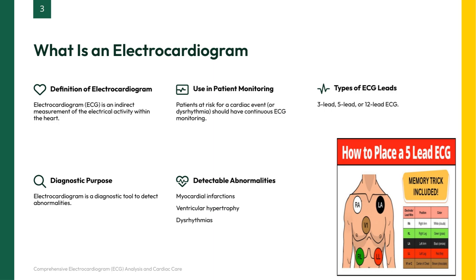There are different types of ECG leads used depending on the detail needed: 3-lead, 5-lead, or the more comprehensive 12-lead ECG. Each offers a different level of information, with the 12-lead being the most detailed for diagnosing issues. Speaking of diagnosis, the ECG is primarily a diagnostic tool to detect heart abnormalities. It helps identify serious conditions like myocardial infarctions, which are heart attacks, ventricular hypertrophy, meaning enlargement of the heart's ventricles, and various dysrhythmias or irregular heart rhythms. All of these detections are vital for timely and effective treatment.